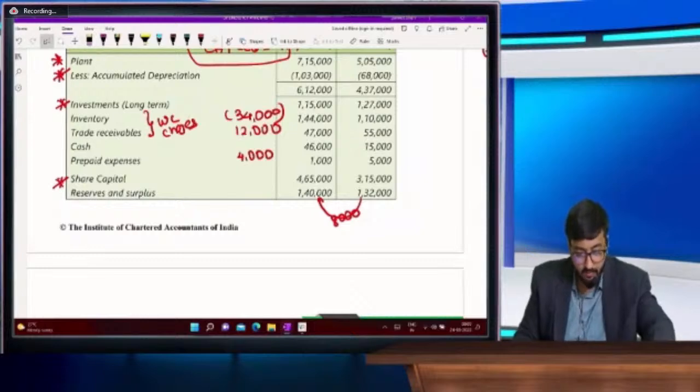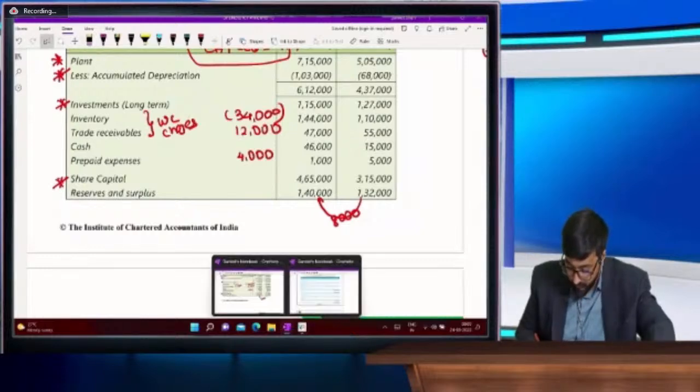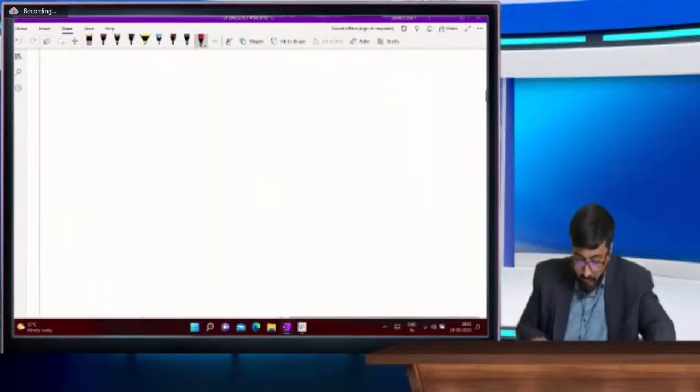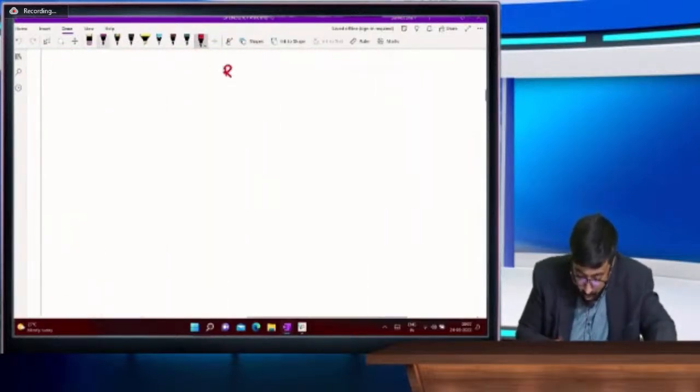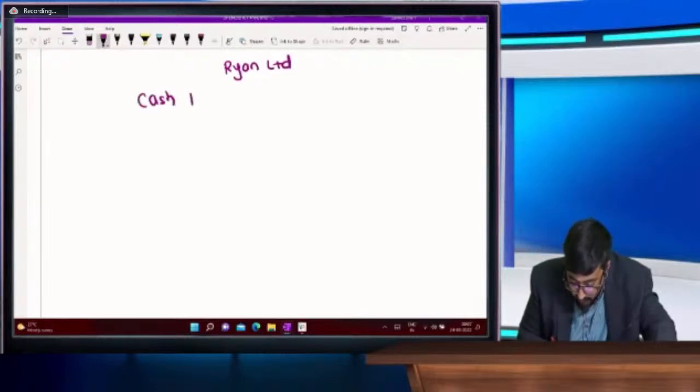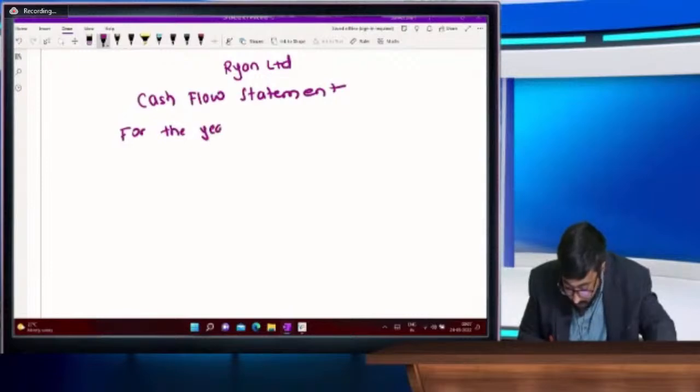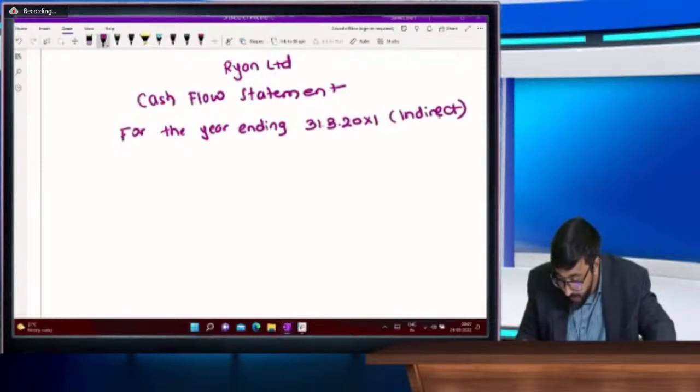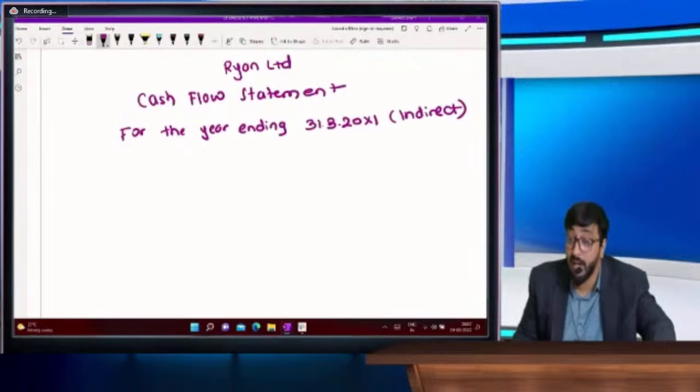Yes, write down. Rain Limited, normal pen beta. Rain Limited, cash flow statement for the year ending. Please now write with me: for the year ending 31st March 2001, indirect method. Write it with me. Okay.